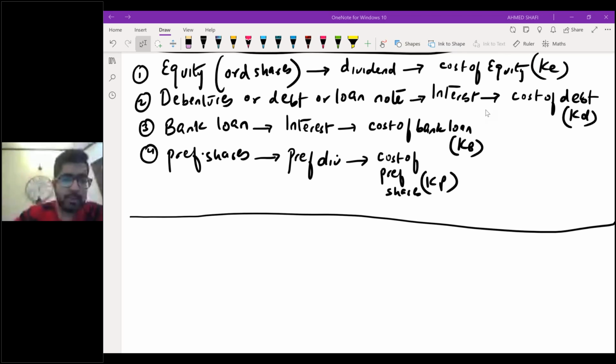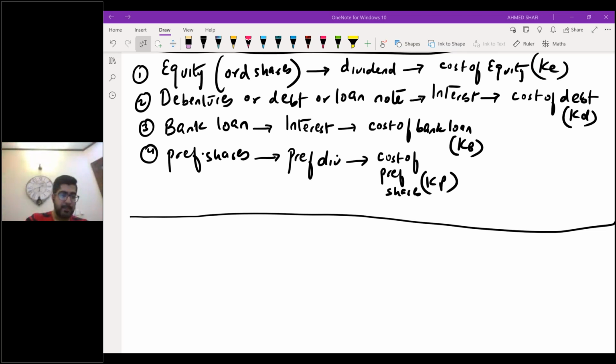Okay, so I have given you the basic concept of cost of capital, that cost of capital is the cost of raising finance. A company raises finance either through equity, and has to bear a cost on that, dividend, that's cost of equity KE. It raises finance through debt, has to pay interest on that, that's cost of debt. If it raises finance via bank loan, it has to pay interest on that, cost of bank loan. If it raises finance via preference shares, it has to bear a cost on that, cost of preference shares KP.